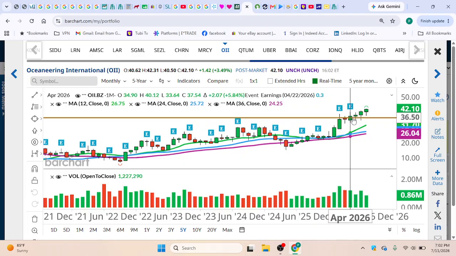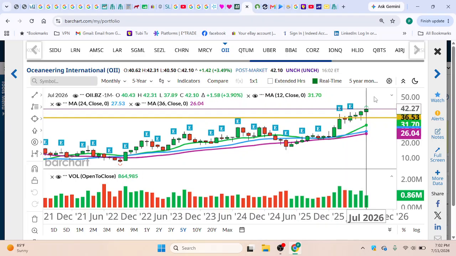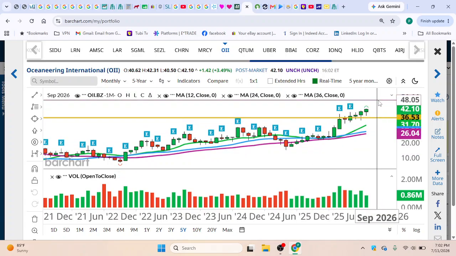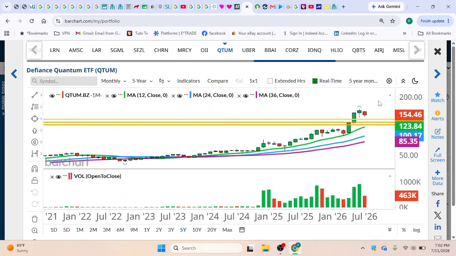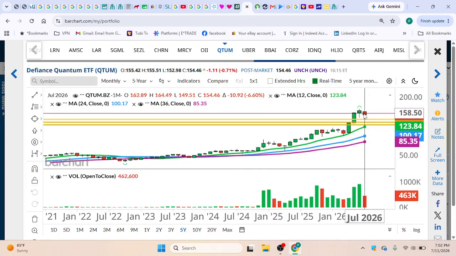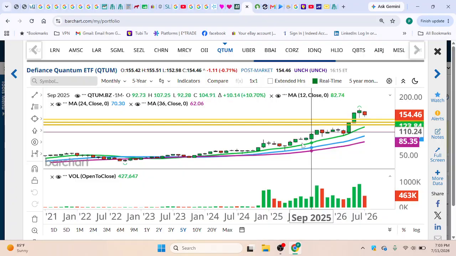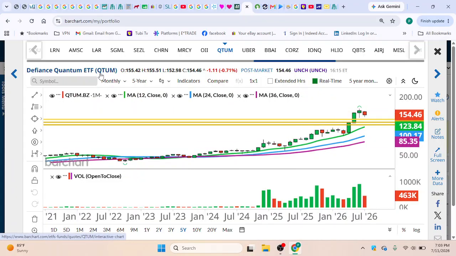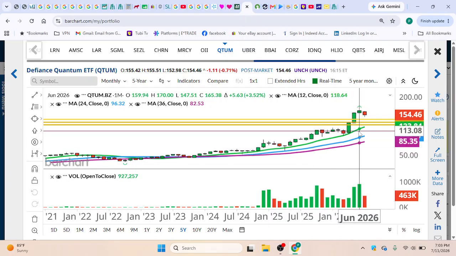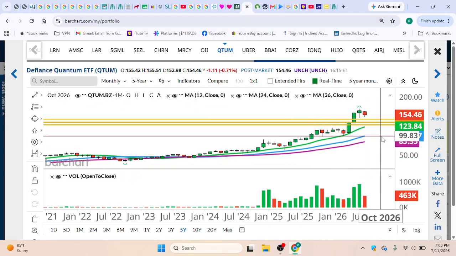OII is one that stopped me out, then I got back in, and now it's making new highs again. So this one has been pretty positive as far as the trade goes. Oceaneering International. The quantum stocks were doing good until this month. They've started selling off, and this ETF, symbol QTUM, is a pretty good ETF if you want to get involved in that industry of quantum computing because you spread your risk out over a bundle of stocks.